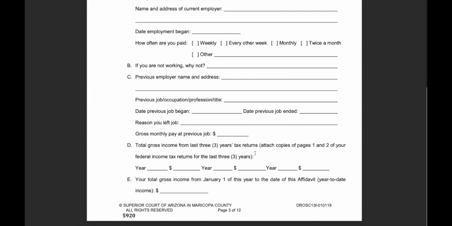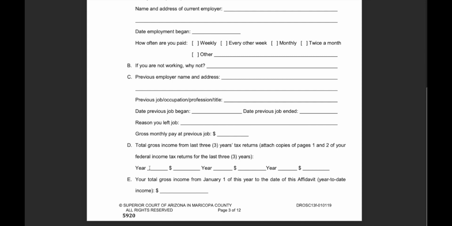Attach pages 1 and 2 of your federal income tax returns for the last 3 years. This section is really important as it does request that information up at the page 2. So how people can read their tax returns, it's going to be on page 1 and 2, and you're going to indicate these amounts for the proper year.